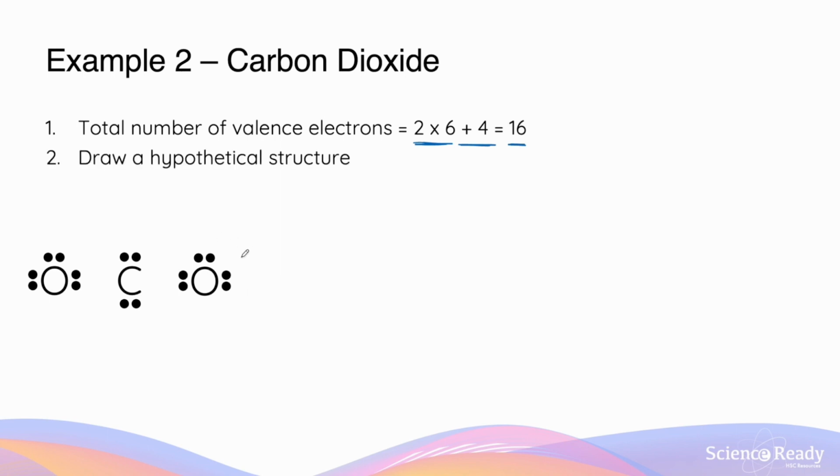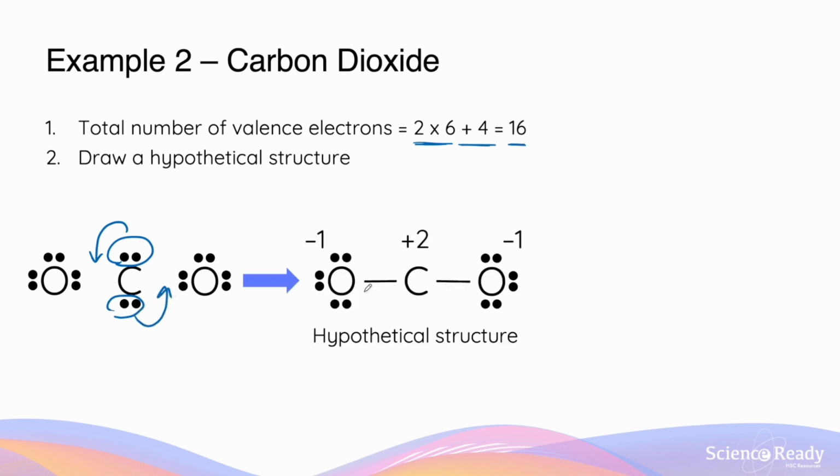The next step is to draw a hypothetical structure by connecting the carbon atom via single bonds to the oxygen atoms. Now, you can choose to do this by using any 2 electrons to form a single bond. In this case, I'll use the 2 pairs of electrons from carbon to form the 2 covalent bonds that are required. And this is the hypothetical structure I will get.